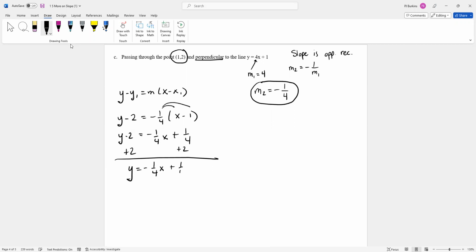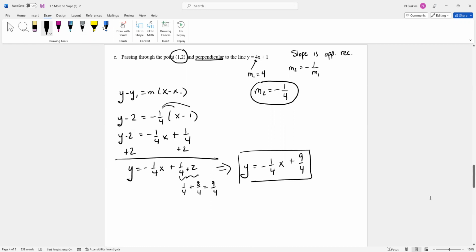And then again, I have 1/4 plus 2. I need to put that together. That's 1/4 plus 8/4, or 9/4. So our equation is minus 1/4 x plus 9/4.